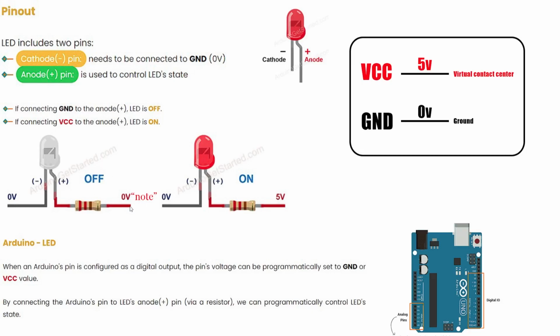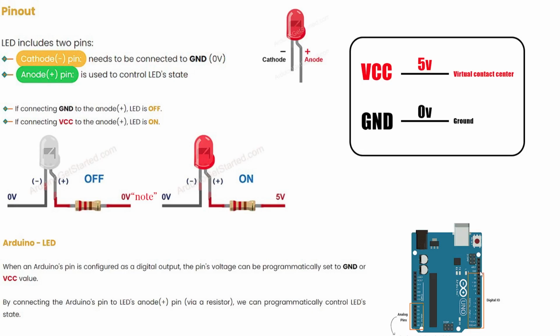And here we have a note about a resistor. For most LEDs, we need to use a resistor. The resistor can be placed between the anode and VCC or between the cathode and GND. The value of the resistor depends on the specification of the LED, okay? So if you want to use LED with your Arduino and connect them, you should use a resistor.